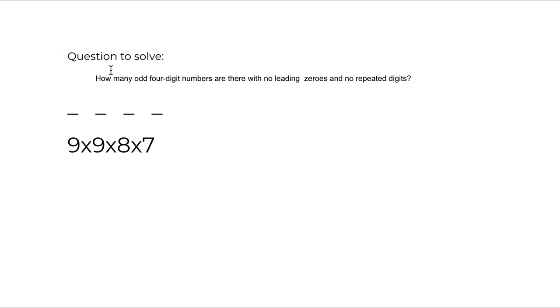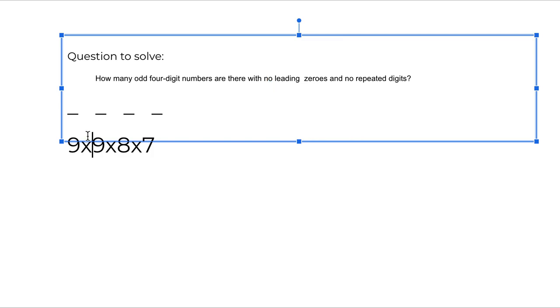Alright, next question. How many odd 4-digit numbers are there with no leading zeros and no repeated digits? Let's look at the no leading zeros one. So you have 9 right here. Case solved. Now I have 9 times 8 times 7. So no repeated digits, so it's 9, 8, 7.